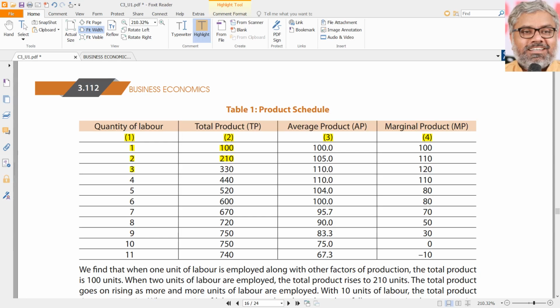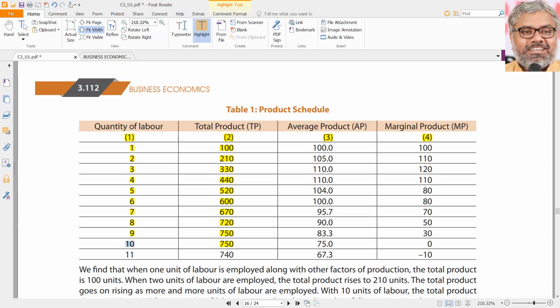Same way, when 3 laborers are applied, all put together, 3 people working together, the total product increases to 330. When 4 people started working, total product increased to 440. 5 people started working, total product further increased. Now see, it stagnated. After the 9th laborer is inputted, the total product already reached the maximum, that is 750.